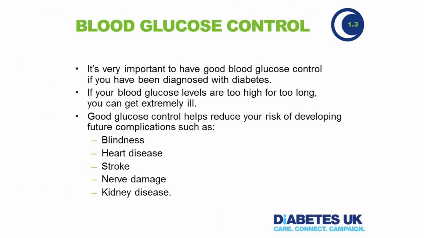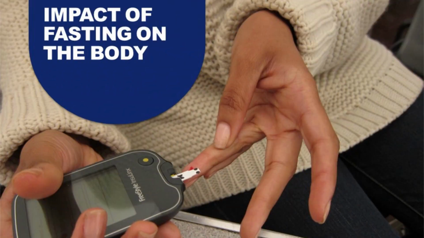Importance of good blood glucose control. It's very important to have good blood glucose control if you've been diagnosed with diabetes. If your blood glucose levels are too high for too long, you can get extremely ill. Good glucose control helps reduce your risk of developing future complications such as blindness, heart disease, stroke, nerve damage, kidney disease.